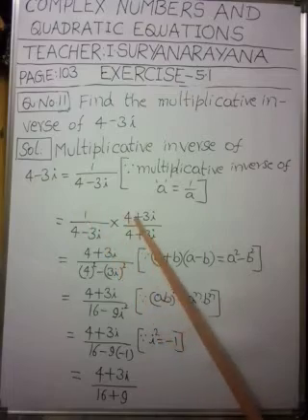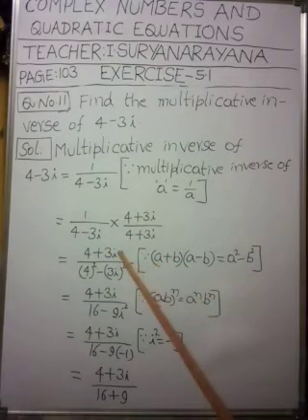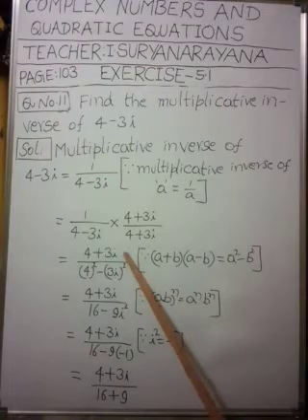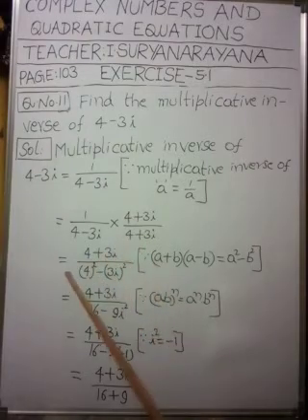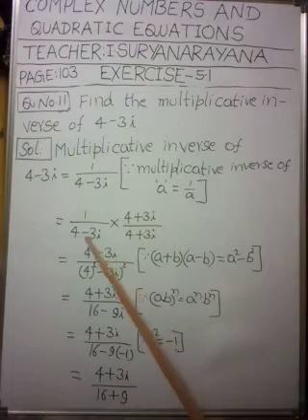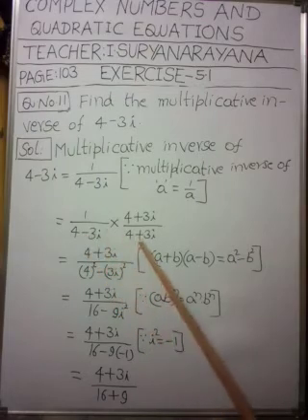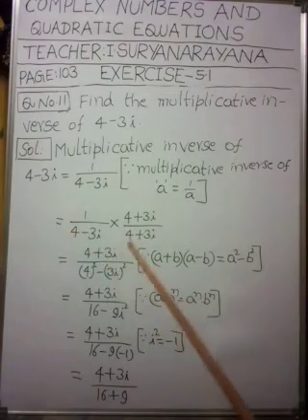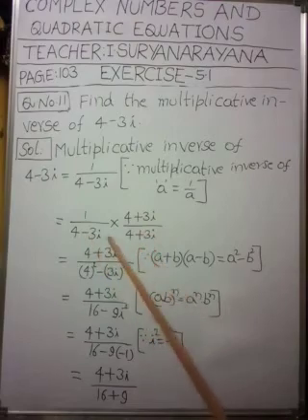Then what will you get? 1 into 4 plus 3i. 4 plus 3i only in the numerator. Understood the numerator, my children? Right. Now come to the denominator. If you observe the denominator, it is in the form of a minus b into a plus b, or a plus b into a minus b.